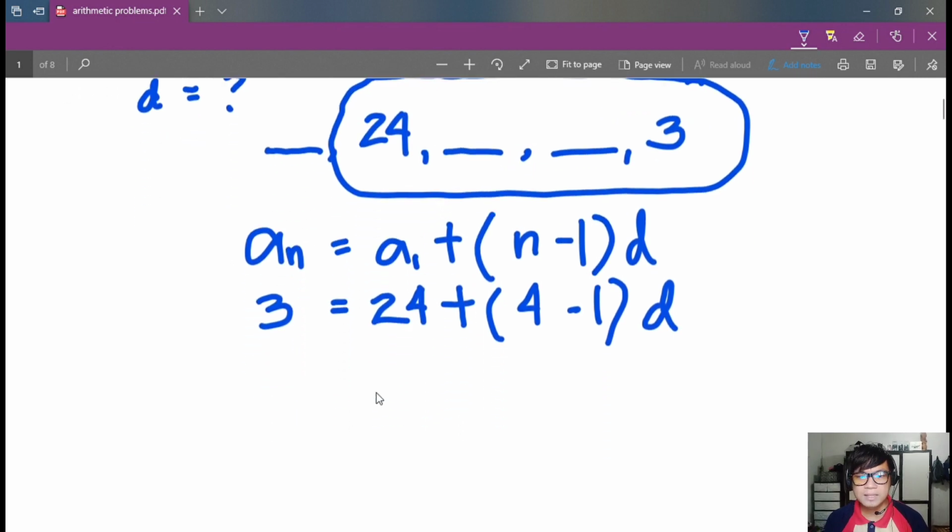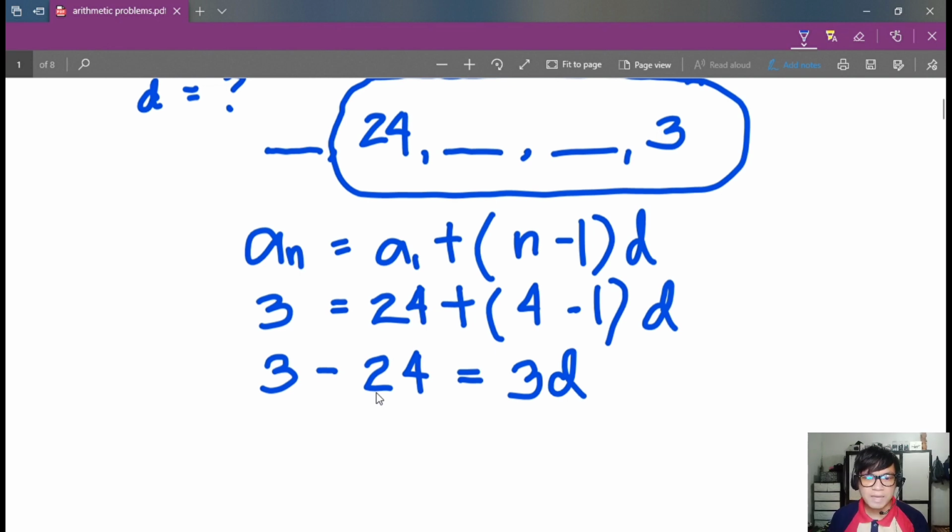Now, we will do the process. So, 3, just copy 3. Tapos, ito siya, pwede naman ilipat sa kabila. Minus 24 is equal to 4 minus 1 is 3 times d is 3d. Then we will simplify again. 3 minus 24, that is negative 21, is equal to 3d.